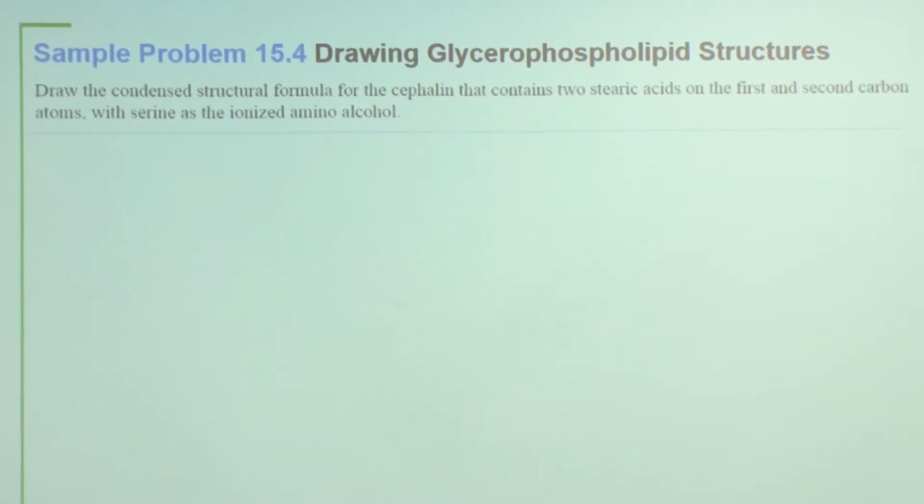Okay. So we did this. Glycerophospholipid structure. Draw the condensed structural formula for cephalin, the glycerophospholipid. It contains 2 stearic acids on the first and second carbon, with serine as our amino alcohol, and of course there is a phosphoric acid group also. So glycerophospholipid has a glycerol molecule, 2 acids, and here we see stearic acid, an amino alcohol serine, and a phosphoric acid. So we are going to connect all these molecules. So 2 ester bonds, 1 bond with phosphoric acid and 1 amino ester.